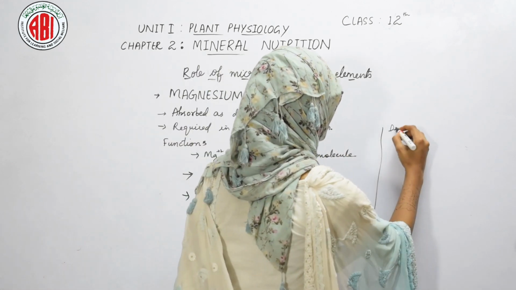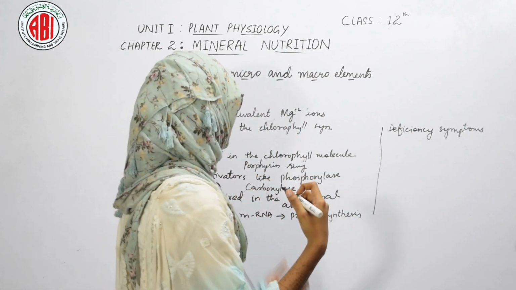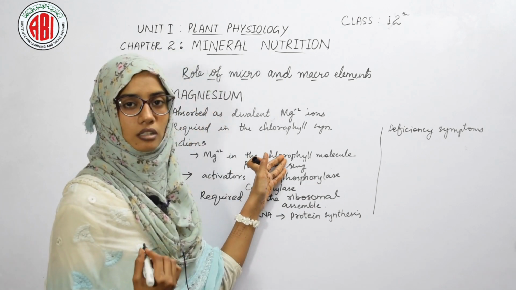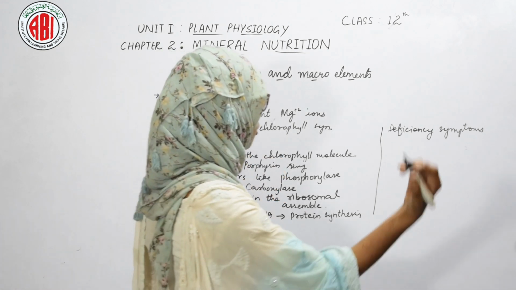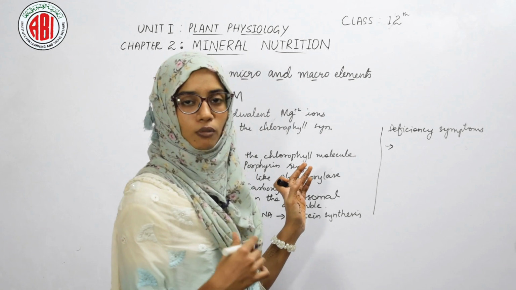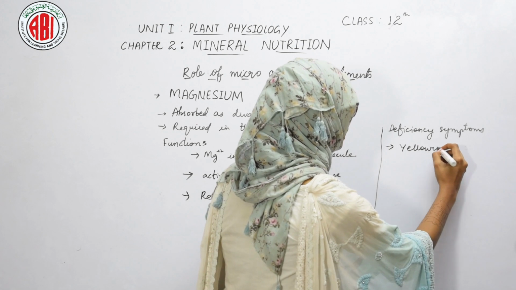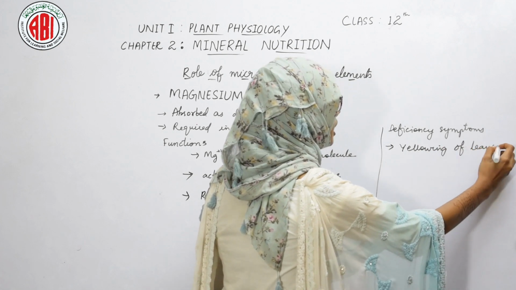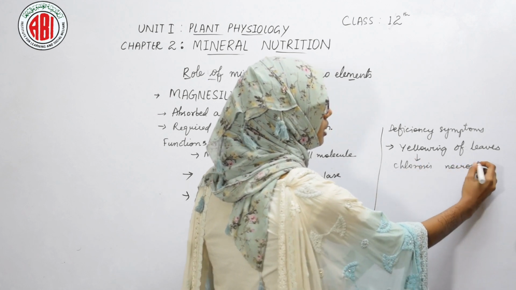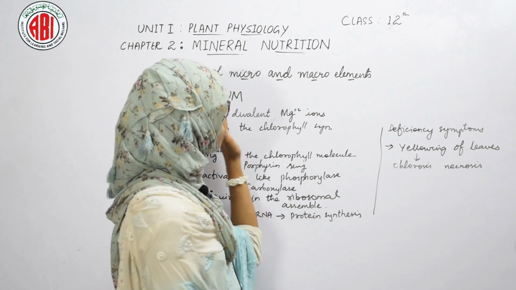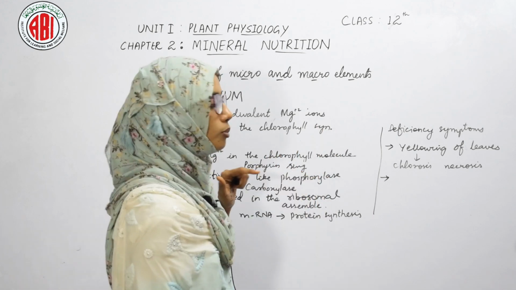So let us see some deficiency symptoms due to the absence of magnesium ions. As I said, magnesium ions are included in the synthesis of the chlorophyll molecule. If the magnesium ions are absent, the chlorophyll molecule would not get synthesized, and then yellowing of leaves can take place. This yellowing of leaves is called chlorosis, and we can also see necrosis, that means the death of tissues, due to the absence of magnesium ion.